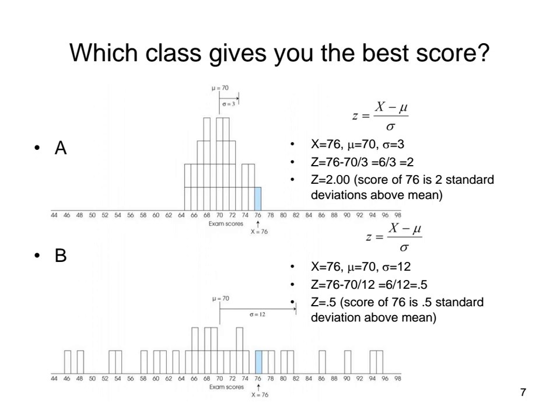So in this case, our score is only 0.5 standard deviations above the mean. So we're not very far away from the mean. So that means that is not a very good score in that distribution. So A is a much better score.